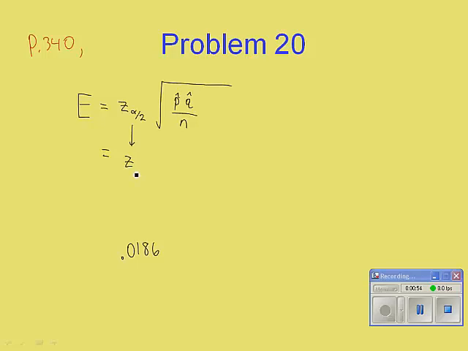Z what? Do we know what alpha is? What is it? Because they say I want 90% confidence. So alpha is what? 10%. So I want 5%. I want Z of 5%, right? And then I'm going to do square root. Now, do they tell me what my sample proportion was?